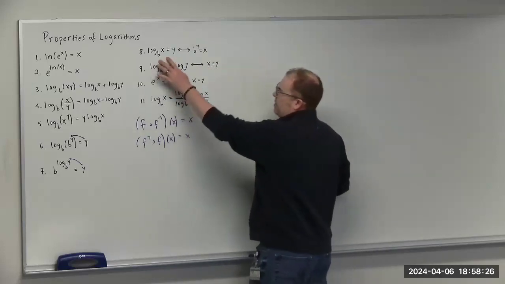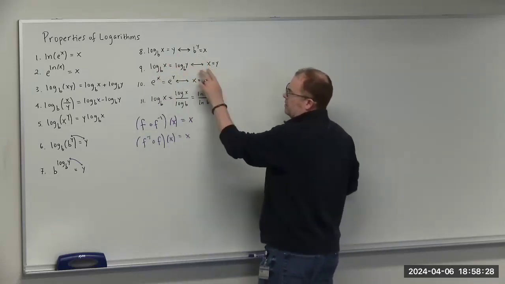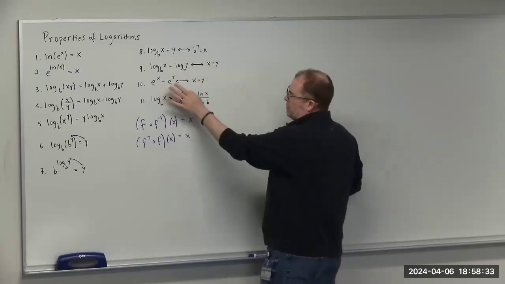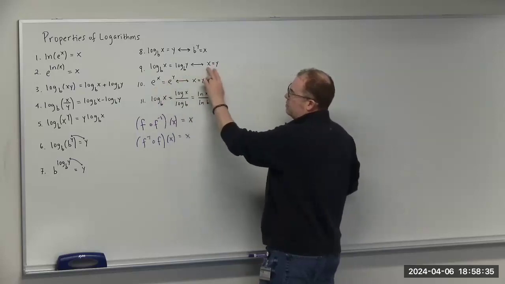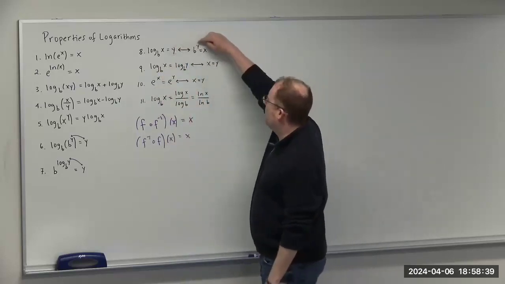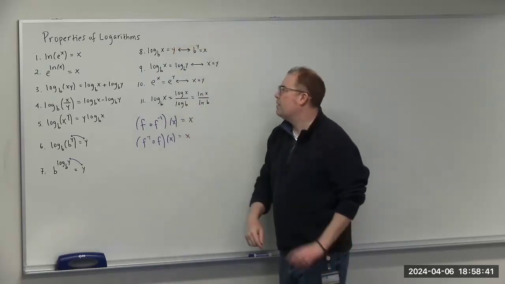So if you have this, this is true. This one is true, and this one is true. So you can go in the opposite way. This goes here, this one here, and this one here. And this one, again, is especially important.